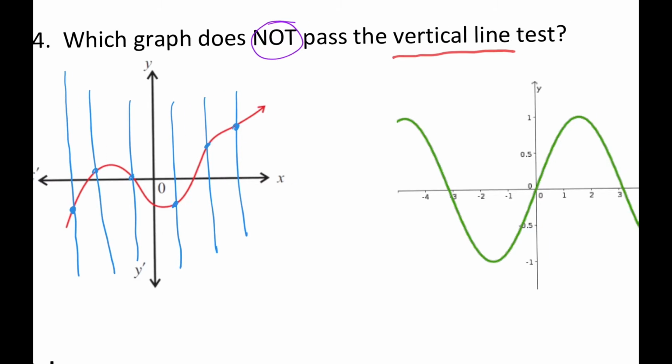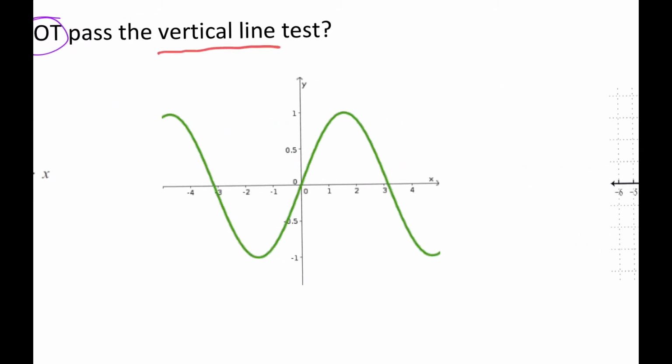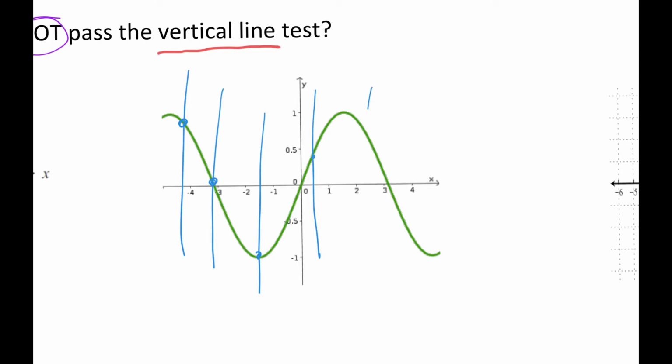If you check the next one, you have vertical lines and it touches once. You do another vertical line, touches once. So no matter where I put that vertical line, it always touches once. So this graph is a function. So that's not what we're looking for. We're looking for the one that is not a function.